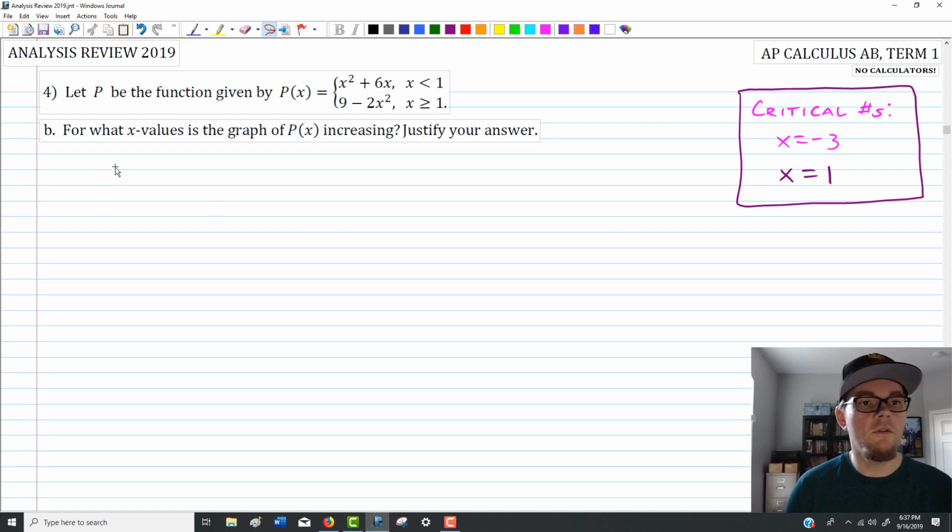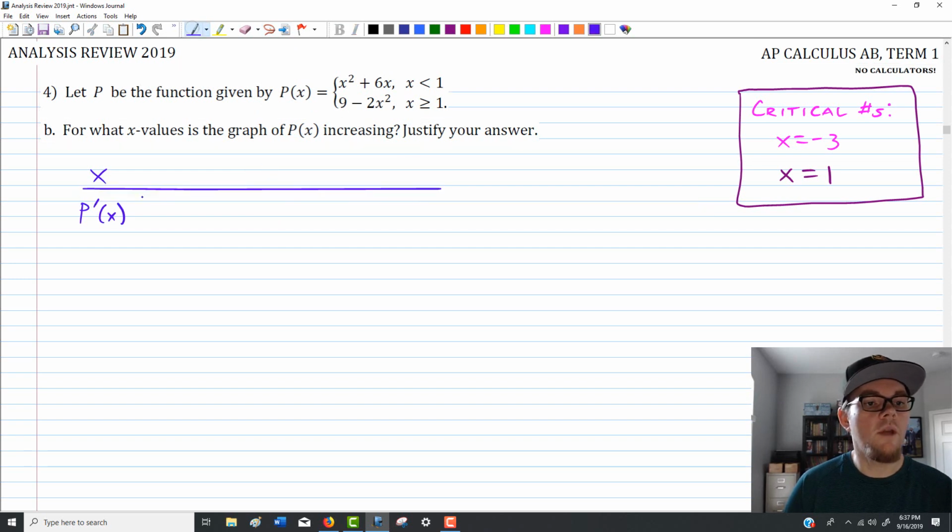So for our sake, I'm going to set up a quick sign chart. I'm going to compare values of x to values of p prime. And of course I can't draw a straight line to save my life. It's okay. Hopefully saving my life requires something better. We had 2 critical numbers at negative 3 and 1. We knew at 1, the derivative was undefined, and at the other, our derivative was 0.